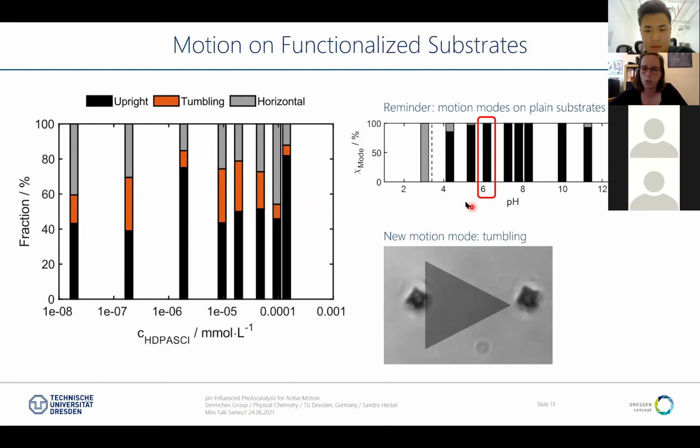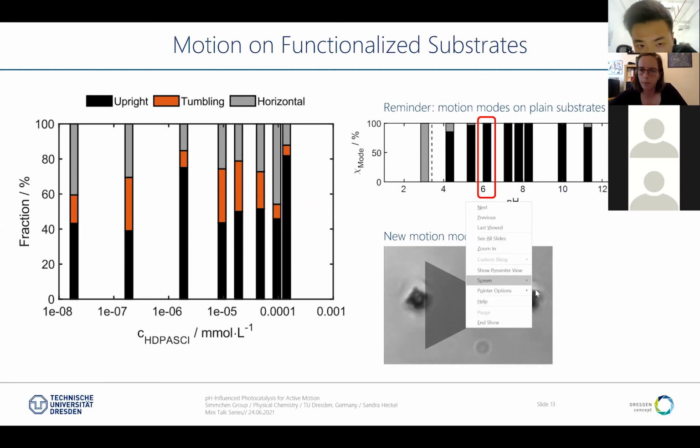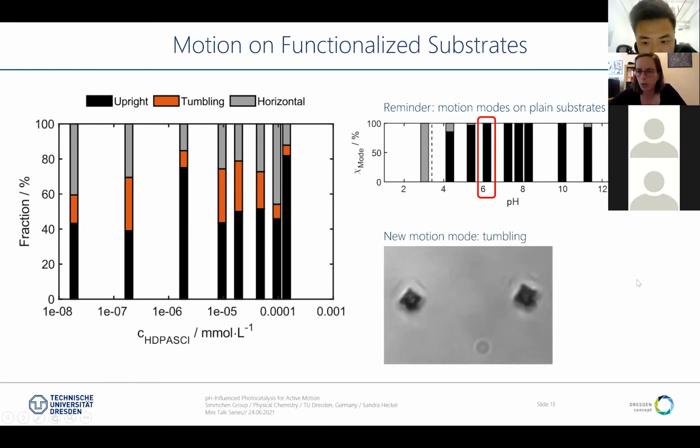I can show you what tumbling means. It is motion of particles which cannot really decide if they are going to move upright. Like now you see they are trying to stand up, but then also they lay down again. And so over the course of the video, you cannot really decide what kind of motion you see here.